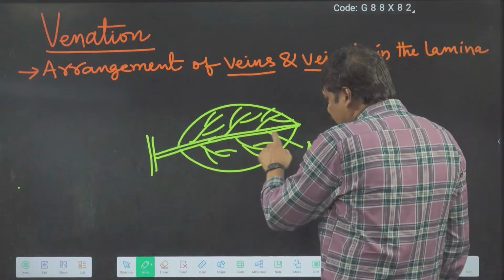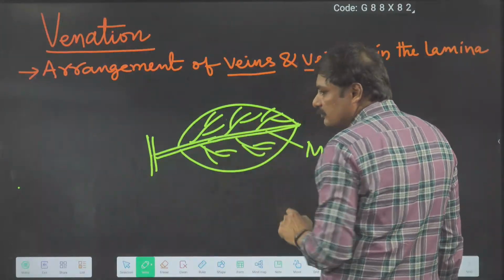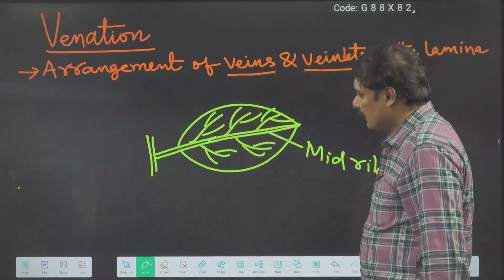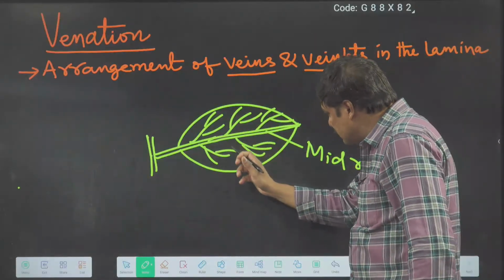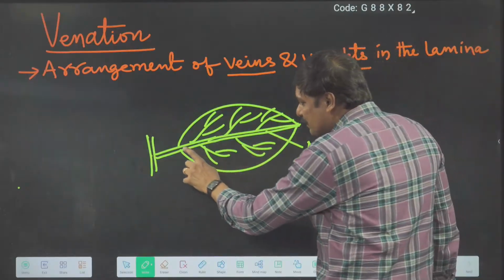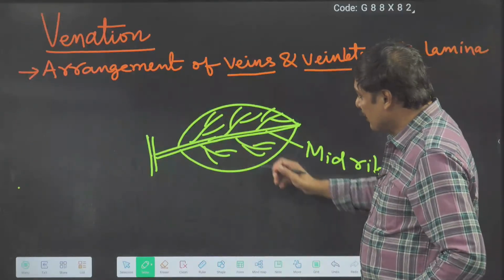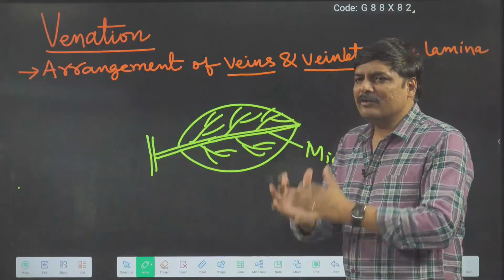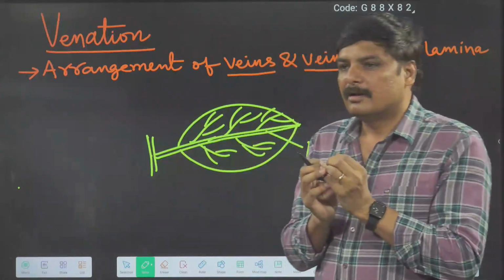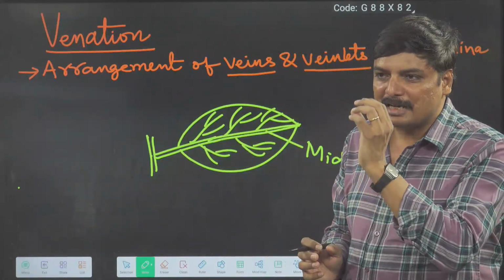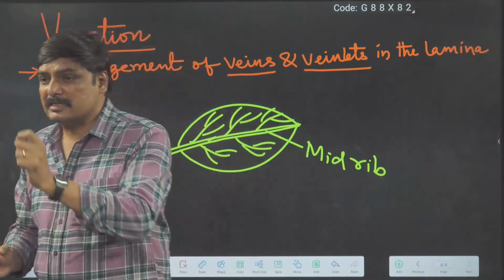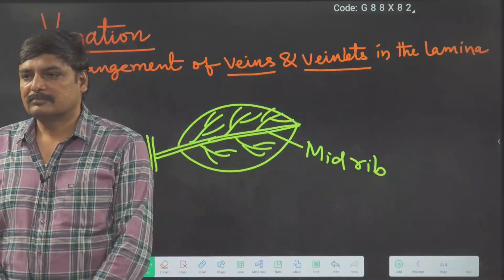So this is the mid vein, these are the lateral veins. The ultimate branches, the last branches, are called veinlets. Understand? These are the veins. This is the mid vein. The size of the mid vein gradually decreases from base to the apex. And these are the lateral veins. Then what are the veins? Veins are nothing but the structures that contain vascular tissues, such as xylem and phloem. Understand?